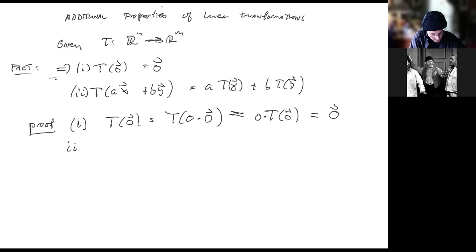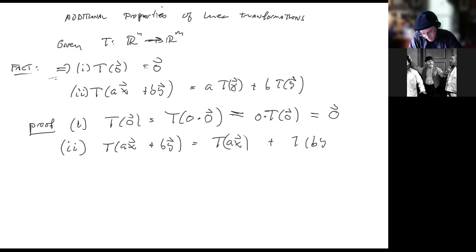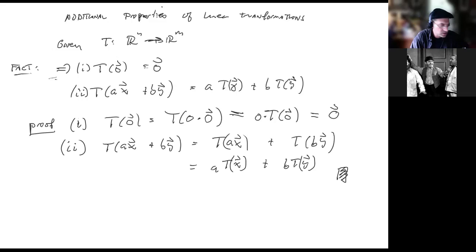And the second claim: T of aX plus bY is, by the linearity of T, T of aX plus T of bY. That's the first part of the linearity condition. And then the second part of the linearity condition says that T of a times X is a times T of X, and likewise you get b times T of Y. And that's what we have to show. So we've established the two properties we are claiming.